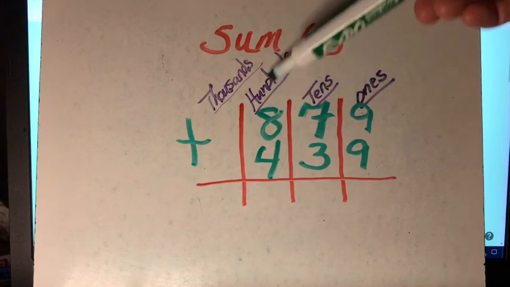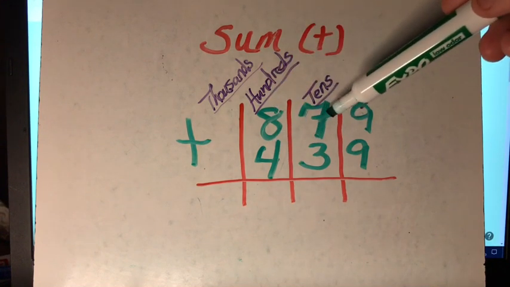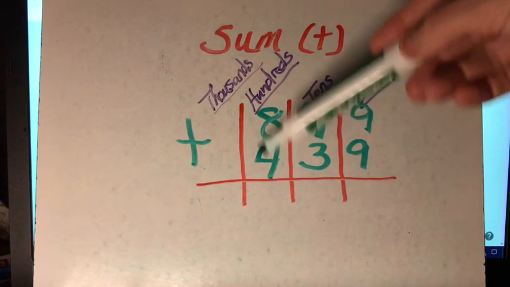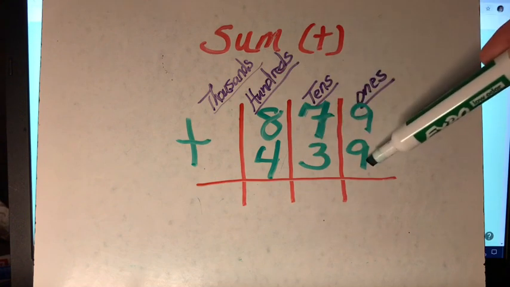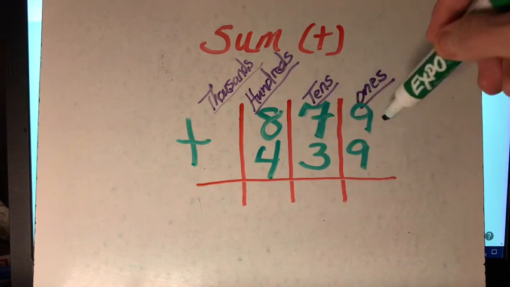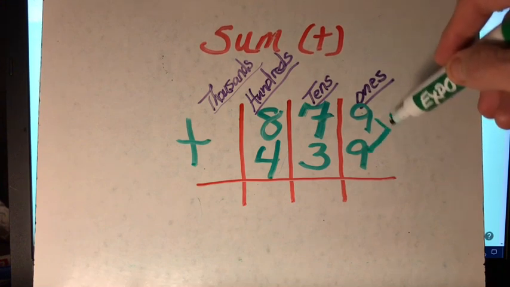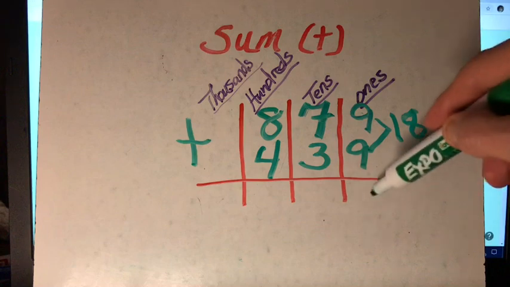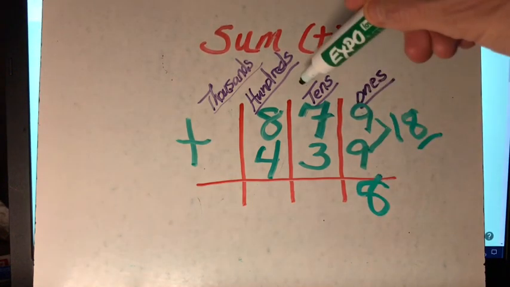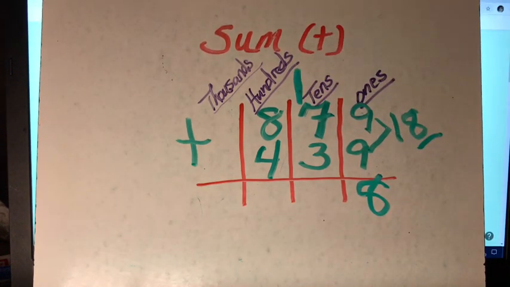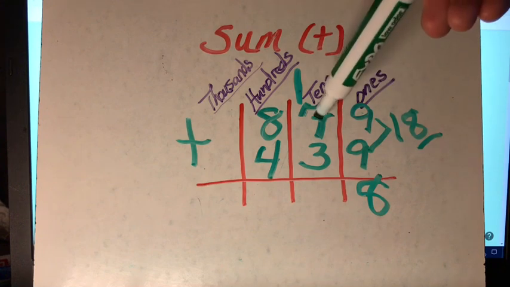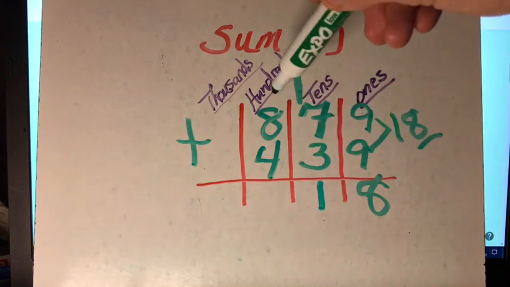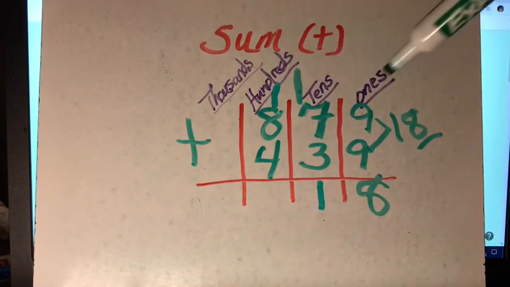I say 800, 8's in the hundreds place, 70, so 7 tens and 9 ones, 400, 4's in the hundreds place, 3 tens and 9 ones. So I'm going to add 9 plus 9, or 9 2 times is 18. So I put my 8 down and carry the 1 up above to the tens place. 7 plus 3 is a 10, plus 1 is 11, so I put my 1 down and carry my 1.